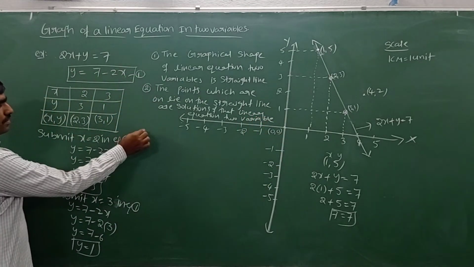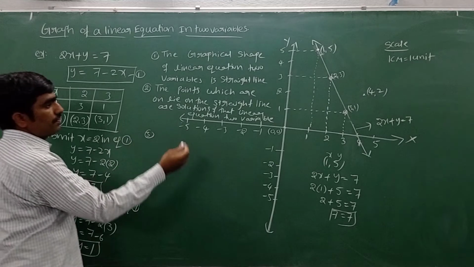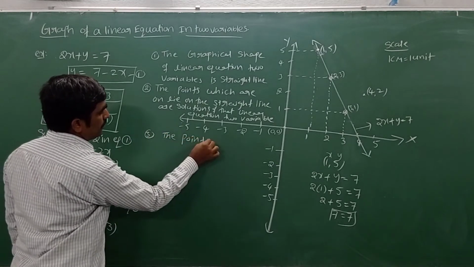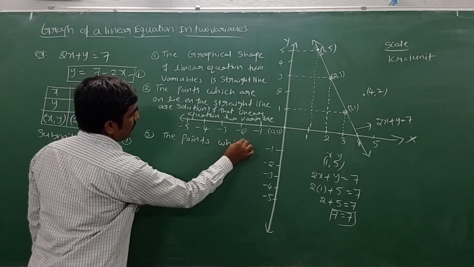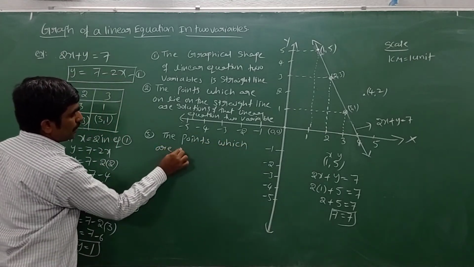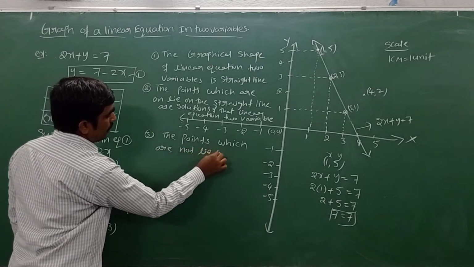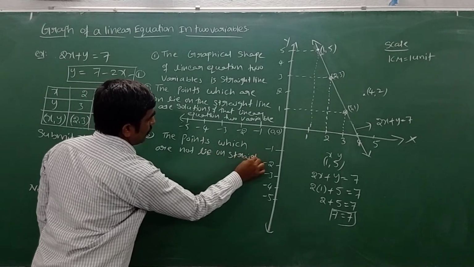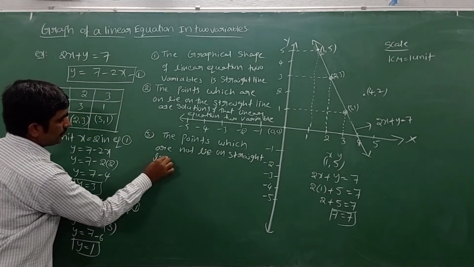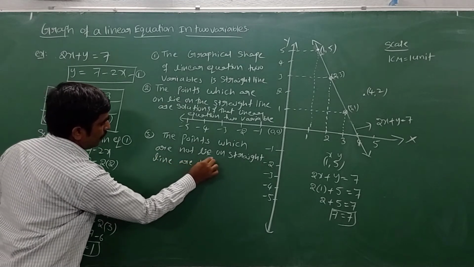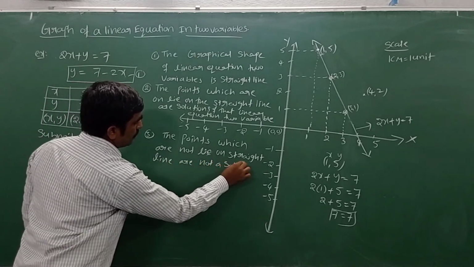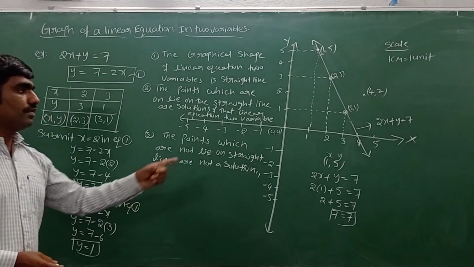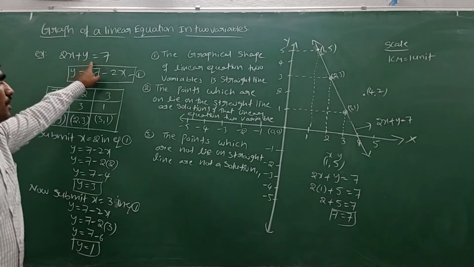And more, what we observed: the points which are outside of the straight line, the points which do not lie on the same line, which do not lie on the straight line, are not solutions. These are the key points we observed from the graph of a linear equation in two variables.